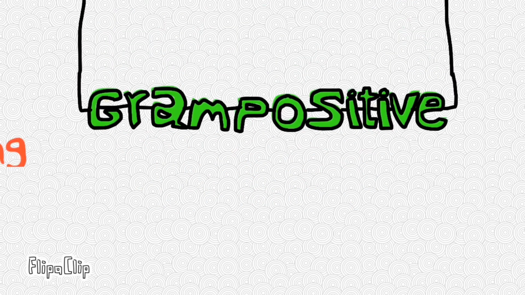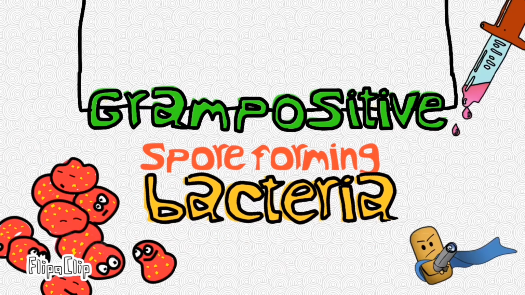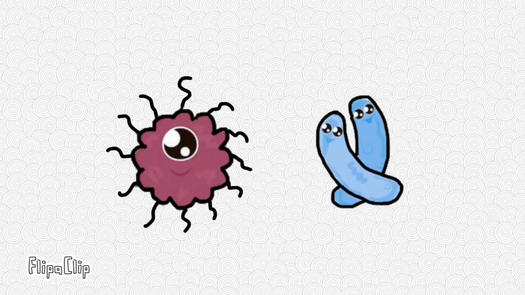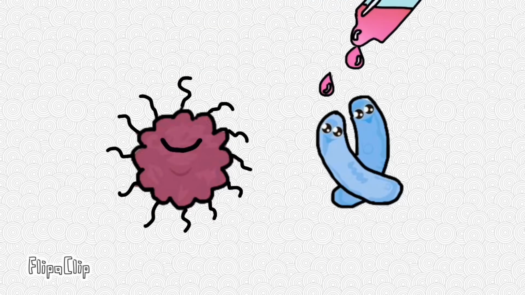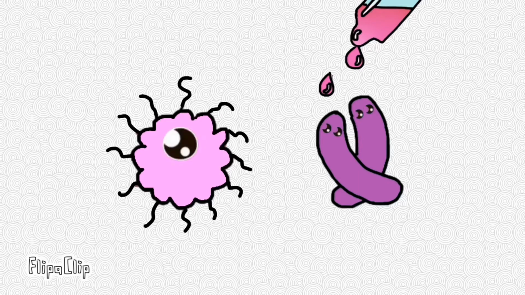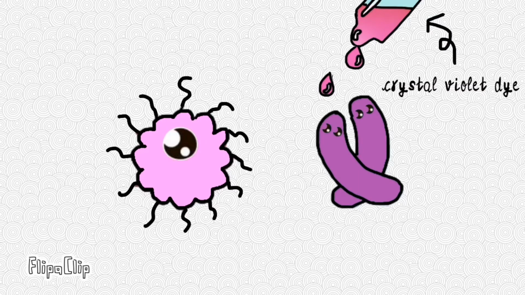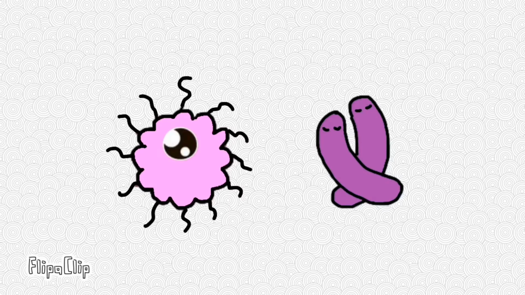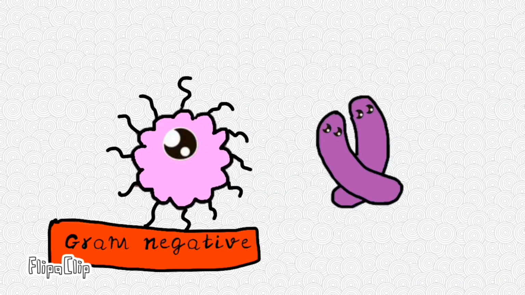We are going to talk about gram-positive spore-forming bacteria. We will go straight into it. Gram-positive bacteria are bacteria which are categorized according to the color they turn in the staining process. The staining method uses crystal violet dye, which is retained by the thick peptidoglycan cell wall found in gram-positive organisms.